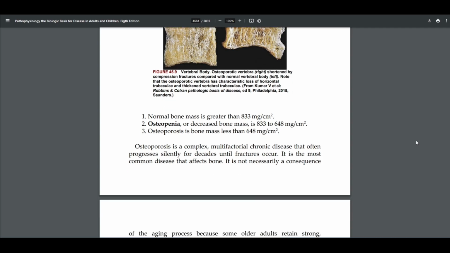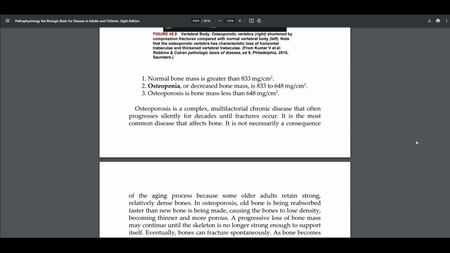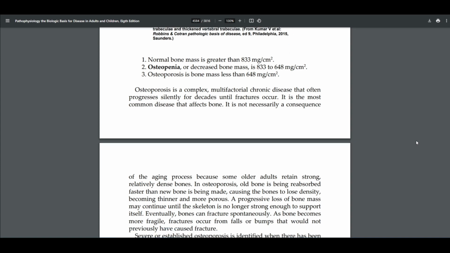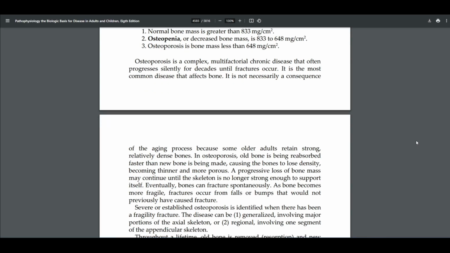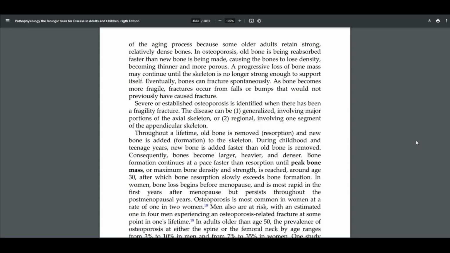Osteoporosis is a complex, multifactorial chronic disease that often progresses silently for decades until a fracture occurs. It is the most common disease that affects bone. It is not necessarily a consequence of the aging process because some older adults retain strong, relatively dense bones. In osteoporosis, old bone is being reabsorbed faster than new bone is being made, causing the bones to lose density, becoming thinner and more porous.